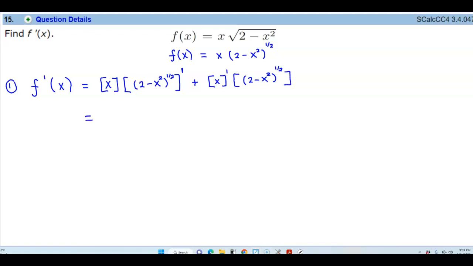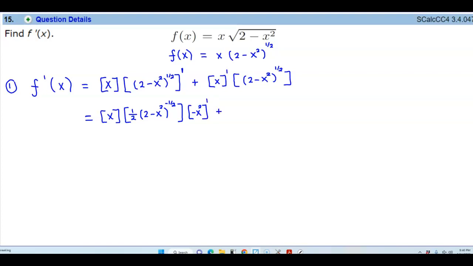So now what we have is the following. We have x. Now here we need to be careful, because we're taking the derivative of the outside function, and then we have to take the derivative of the inside function. So what we're going to have is the following. We take the derivative of the outside function, it's going to be 1/2 times 2 minus x squared. And 1/2 minus 1 is the same thing as 1/2 minus 2 over 2, which gives us negative 1/2. Okay, and then we have to take the derivative of the inside function, which is negative x squared. That is the chain rule.